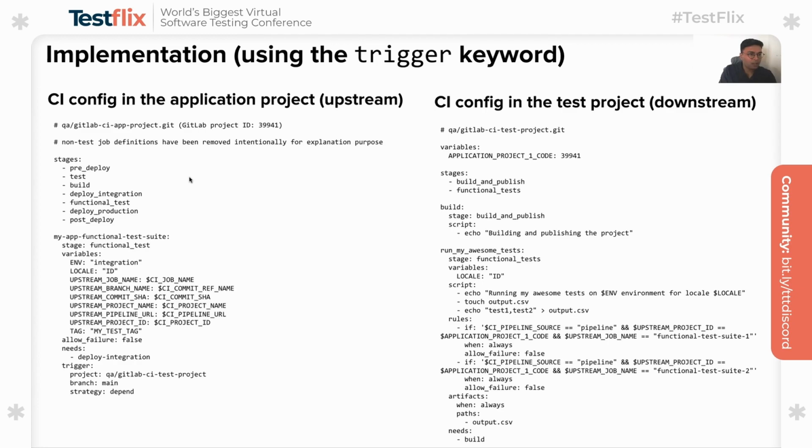In the application project pipeline, you can see that there are a few stages defined. We'll be focusing on the testing stage because we want to talk about combining the testing part in the application side pipeline. As you can see, it is attached to the stage functional test, which is declared here. And then there are a bunch of variables, which I'm going to talk about in the later part of the slide. There are also a few other parameters. And here is the main part, which is the trigger keyword declaration that forms a bridge between these two pipelines, right?